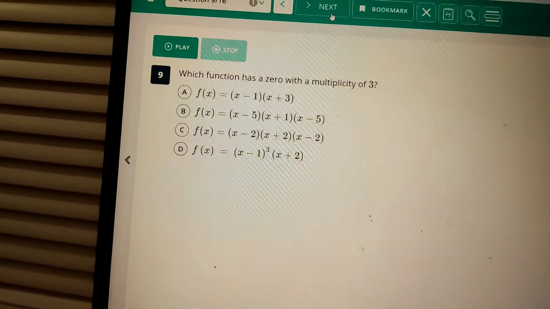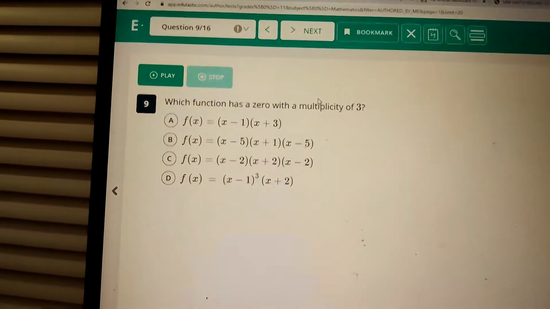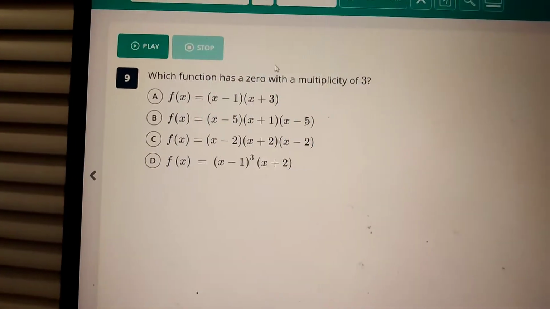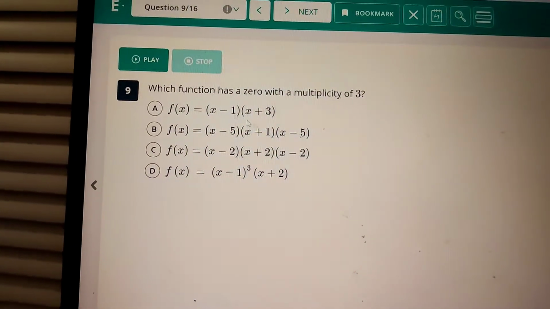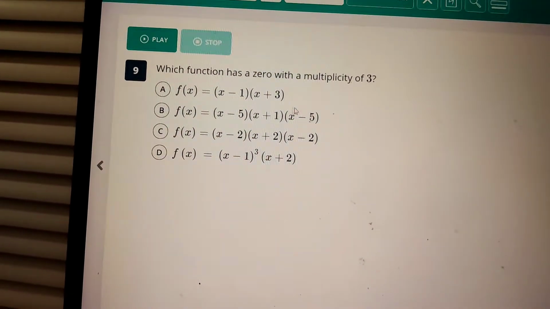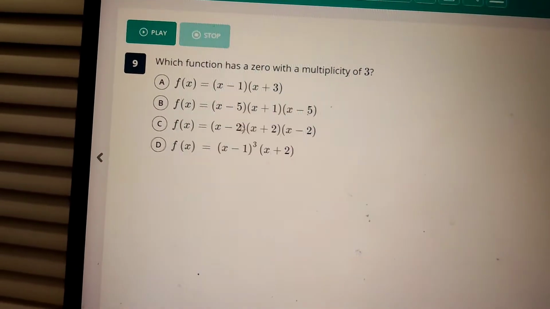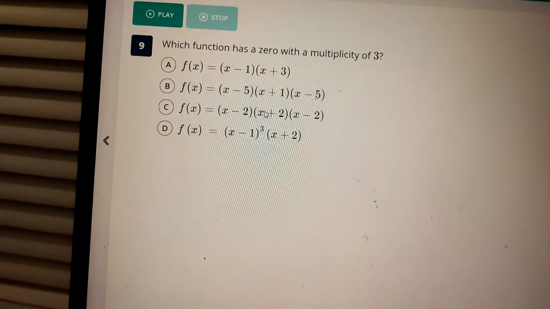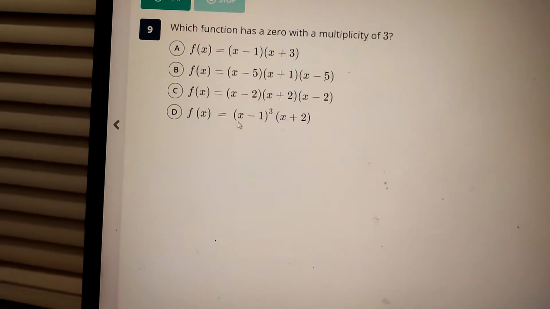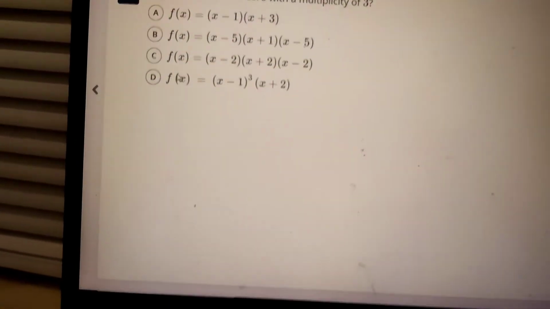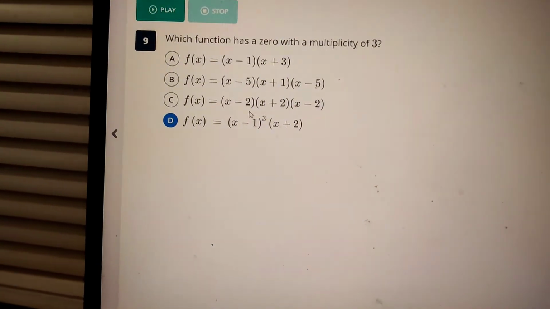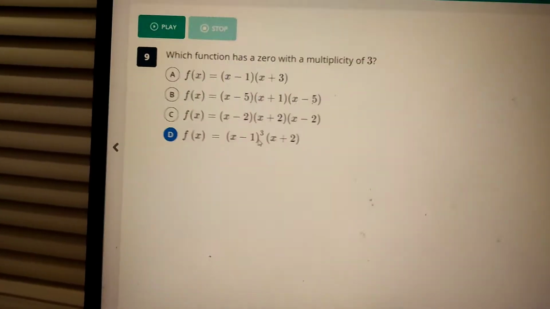Alright, next question, guys. Which function has a 0 with a multiplicity of 3? Alright, pretty easy, guys. Definitely not that one. This one has x minus 5 twice. This one has x minus 2 twice and x plus 2, but that's not the same. And this one, of course, has x minus 1 to the third, so that is multiplicity 3, right? That simple. It has that 0 3 times.